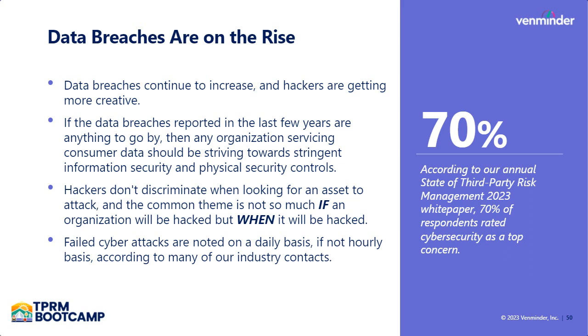Hackers don't discriminate when they're looking for an asset to attack, and the common theme is not so much if someone's going to be attacked or if an organization will be hacked, but when it will be hacked. So failed cyber attacks are noted on a daily basis, if not an hourly basis, according to a lot of industry contacts. And what that means is we're catching a lot, right? The people are putting things in place that are catching cyber attacks before they happen, but the number that still get through is huge and has a huge impact on all of us.